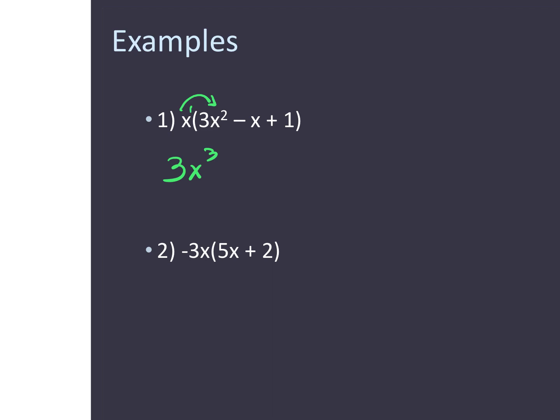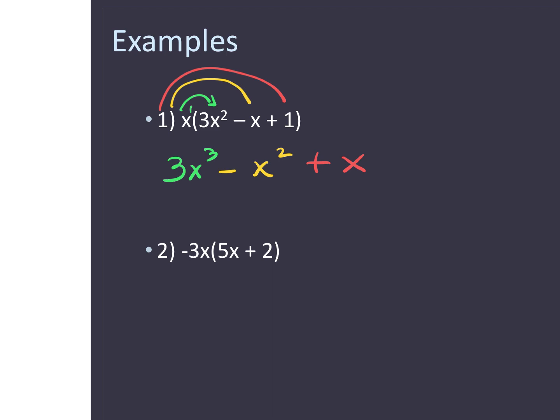and you would add it to the x squared. Then I need to distribute it to the x, and that's a negative 1x. So this becomes a negative x squared. And then finally, you'll distribute it to the 1, and that just becomes a positive x. And you're done. There are no like terms here, so this is my multiplication of this monomial times the trinomial.